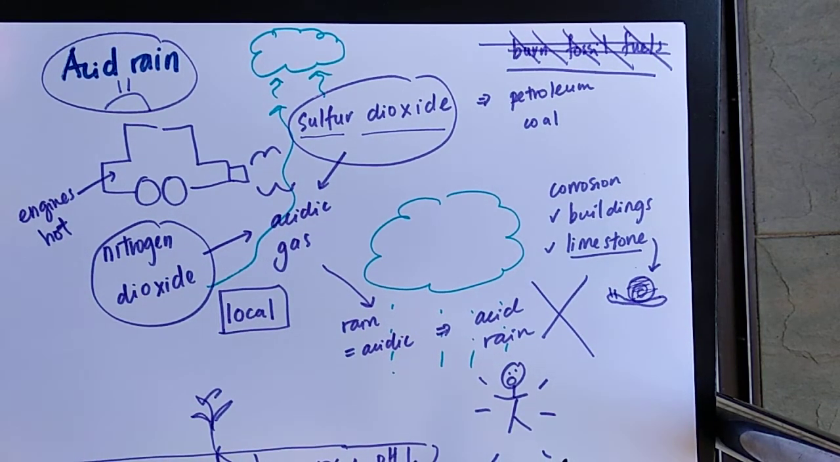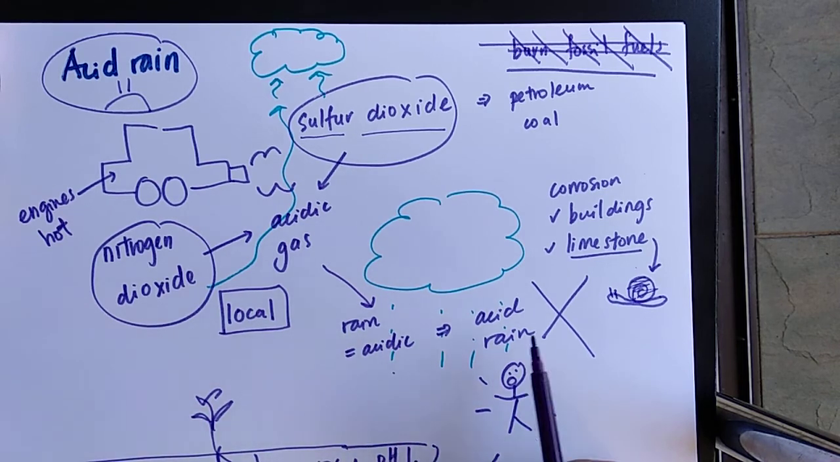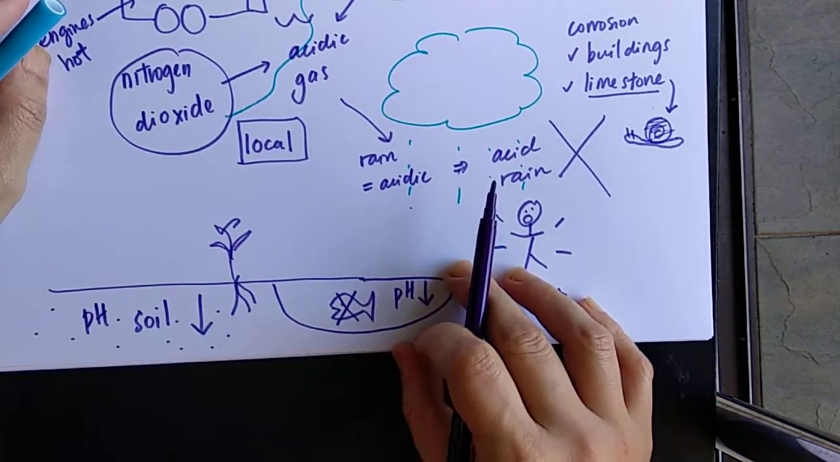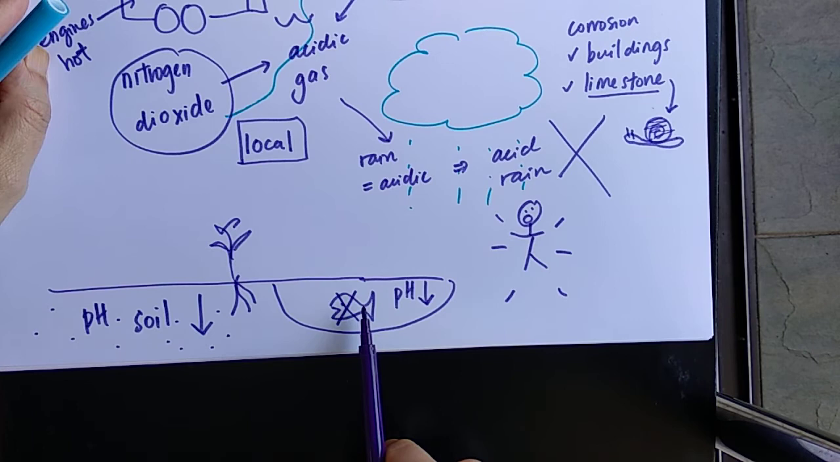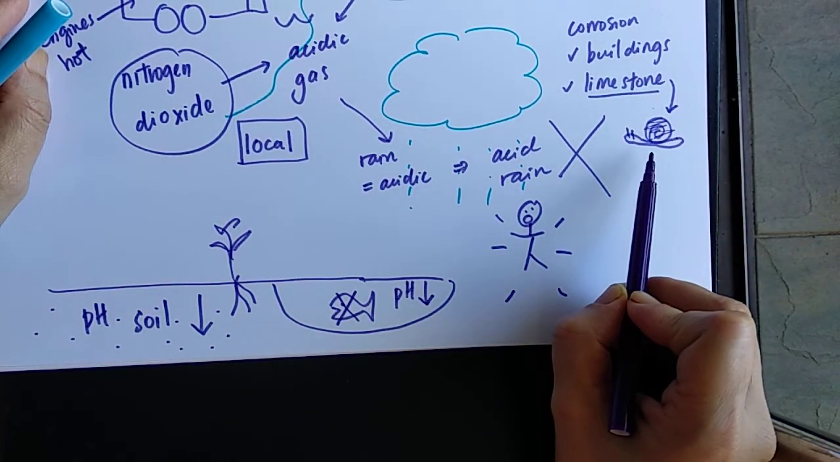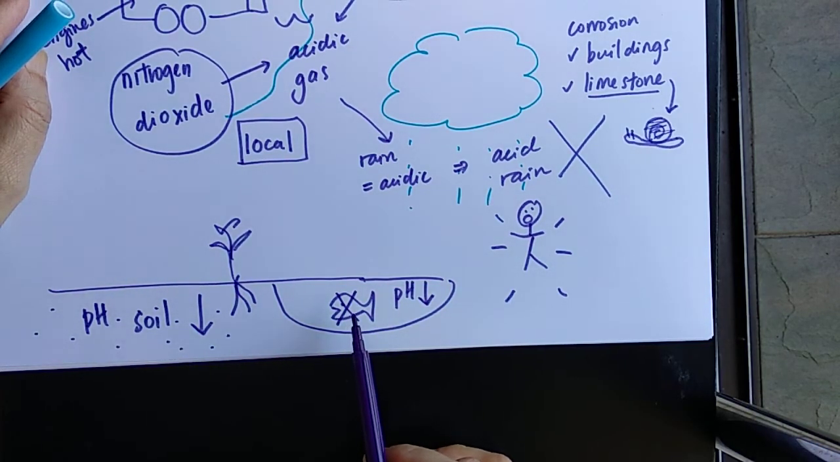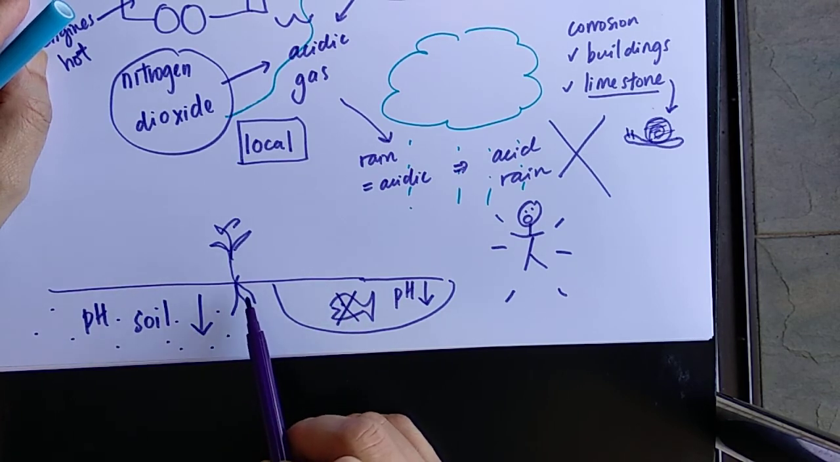Remember, acid rain comes from two acidic gases, sulfur dioxide and nitrogen dioxide. These acidic gases dissolve in the rain to cause acid rain. It causes the pH in soil and the pH in lakes to drop. It causes buildings to corrode and also causes animal shells to corrode. It also is harmful to the aquatic animals and plants and also could cause harm to all our plants.